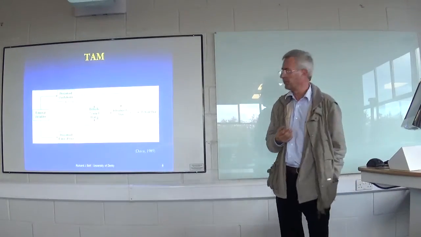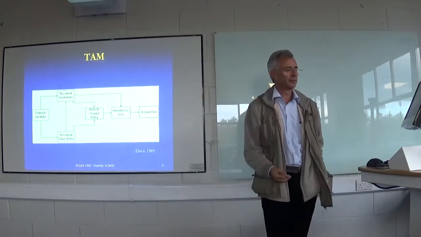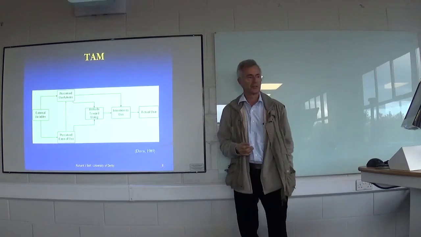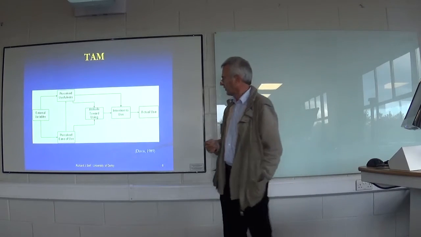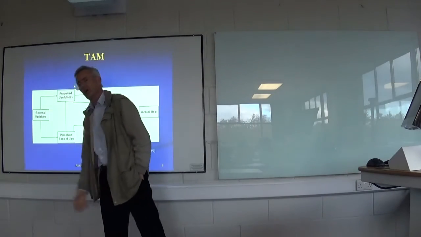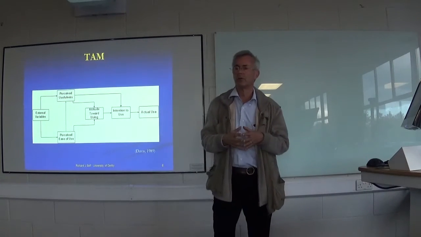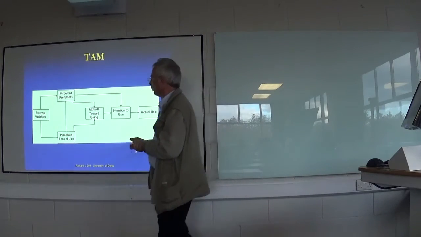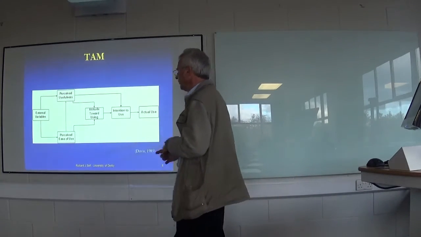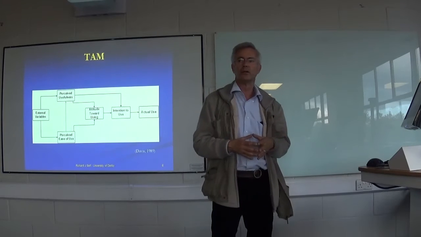If you go back to actually quite a bit before the beginning of the century, 1989, Davis did some research and came up with the first version of the technology acceptance model. In terms of actual use at the end, we start off here. There are things going on outside the system, outside of human involvement, that might be affecting whether we perceive the system, the app, to be useful or not. And also perhaps the perception of how easy the system is to use.